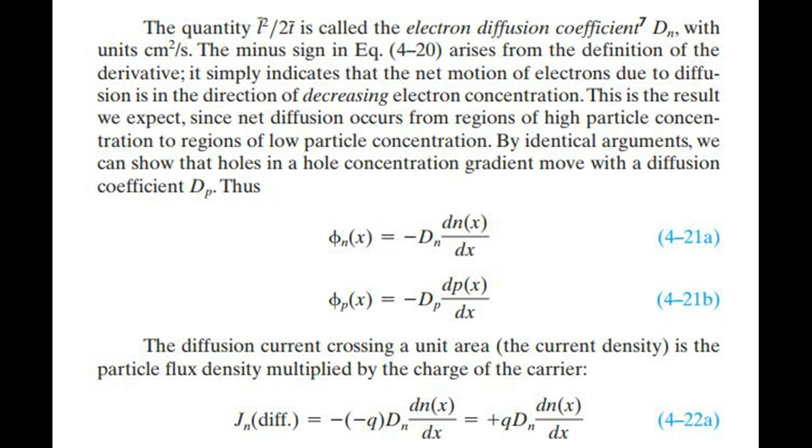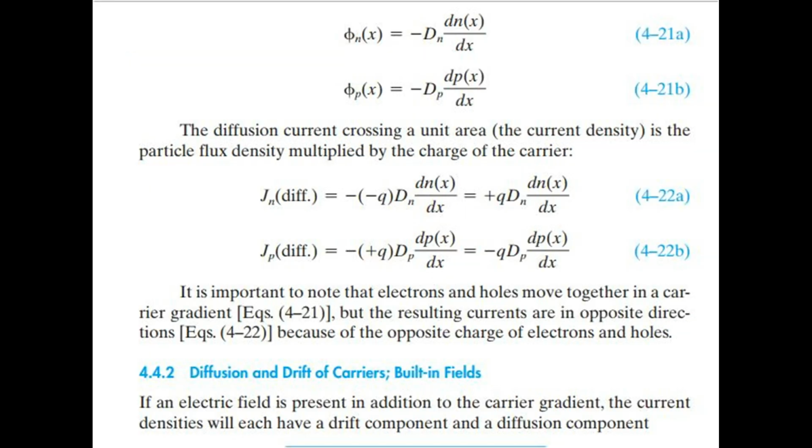Thus, the diffusion current crossing a unit area, the current density, is the particle flux density multiplied by the charge of the carrier. It is important to note that electrons and holes move together in a carrier gradient, Eqs. 4-21, but the resulting currents are in opposite directions, Eqs. 4-22, because of the opposite charge of electrons and holes.